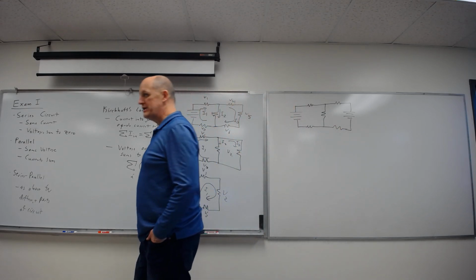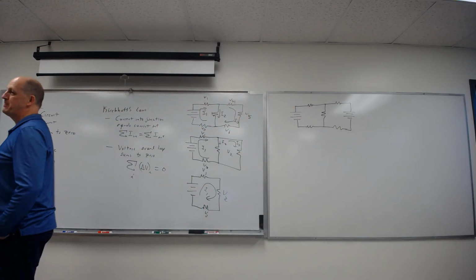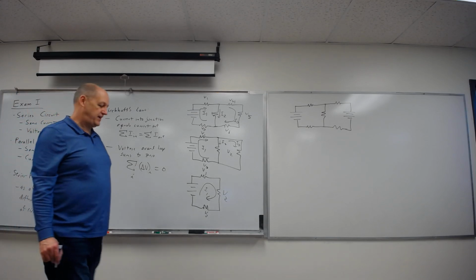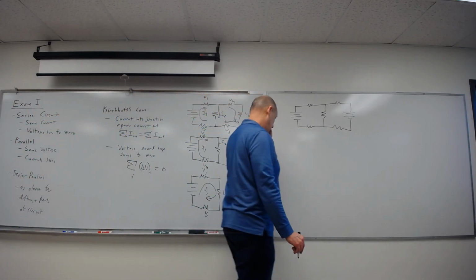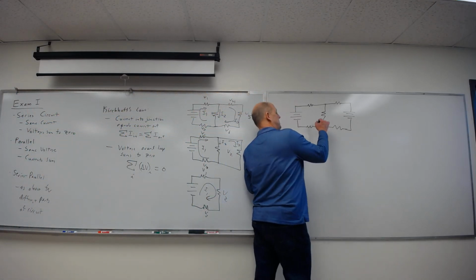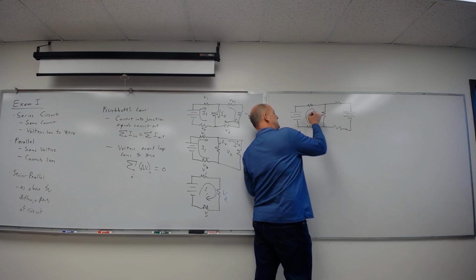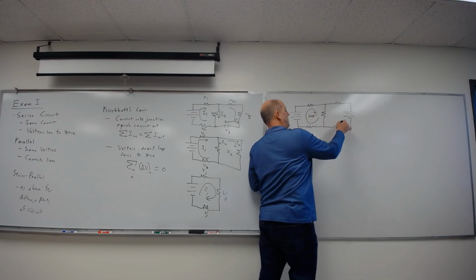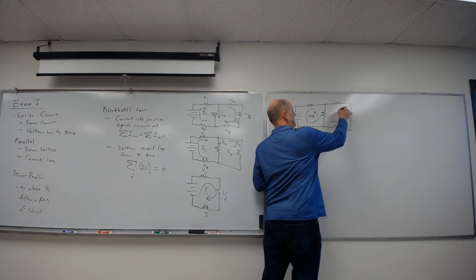There's no way to reduce that. So my only choice, if I have one of these, is to come in and say, okay, here's a loop. I'm going to go around this. This is not my current now. I'm just calling this a loop. I'm going to go this way.